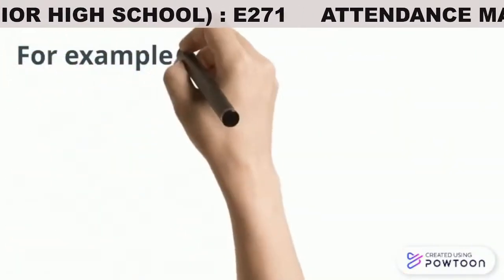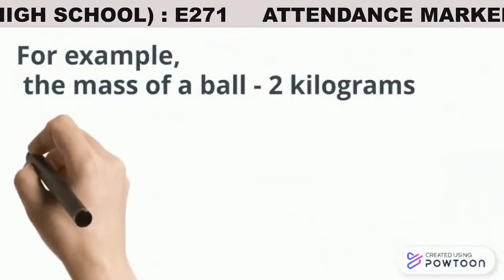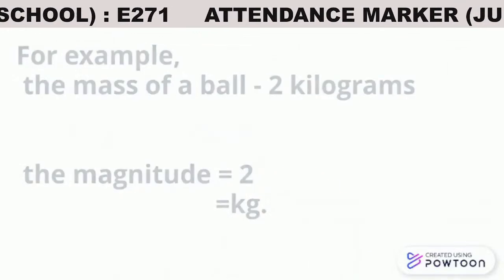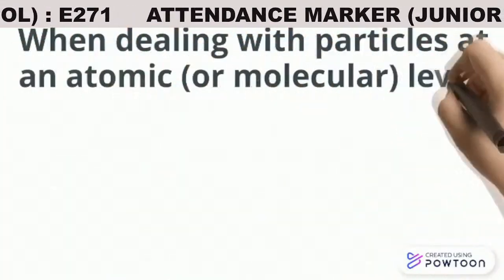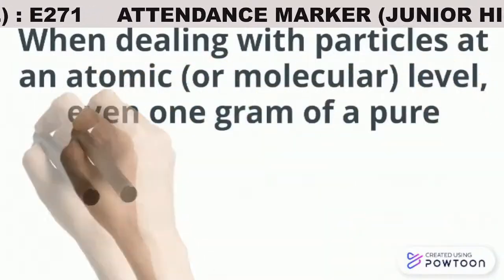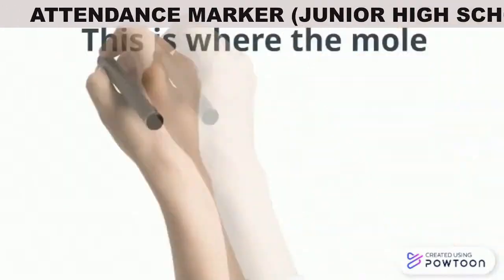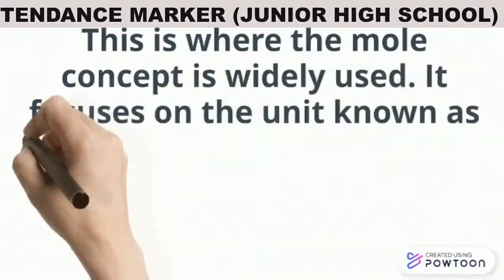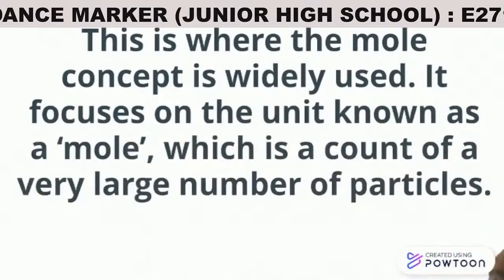For example, when the mass of a ball is measured to be 2 kilograms, the magnitude is 2, and the unit is kilogram. When dealing with particles at an atomic or molecular level, even 1 gram of a pure element is known to contain a huge number of atoms. This is where the mole concept is widely used. It focuses on the unit known as a mole, which is a count of a very large number of particles.